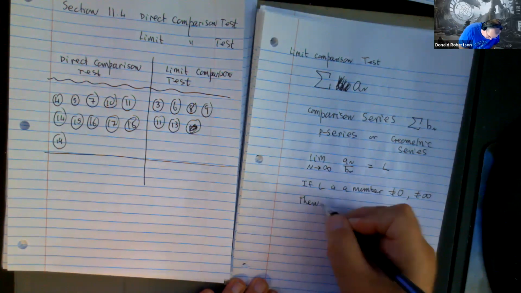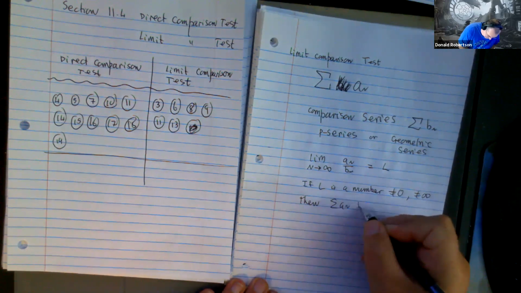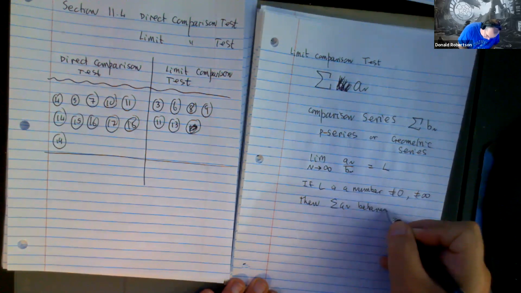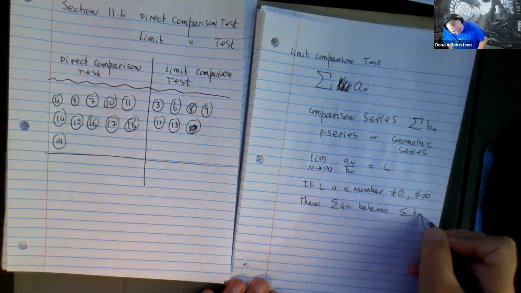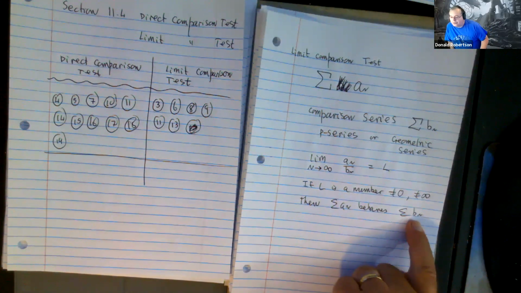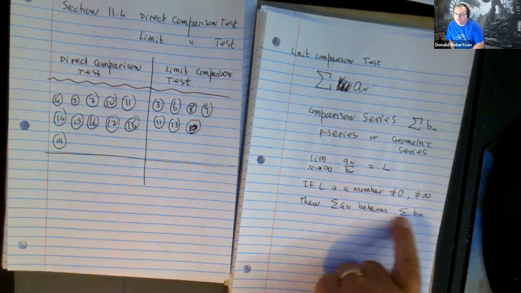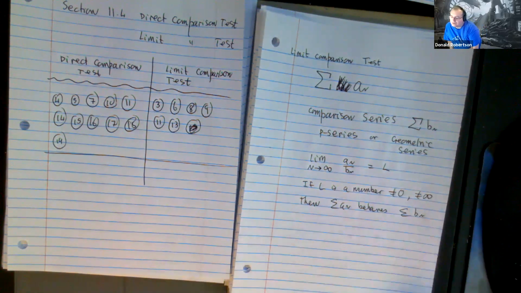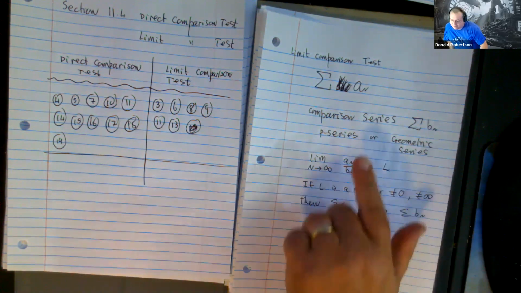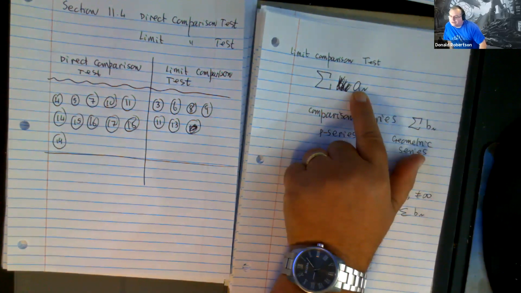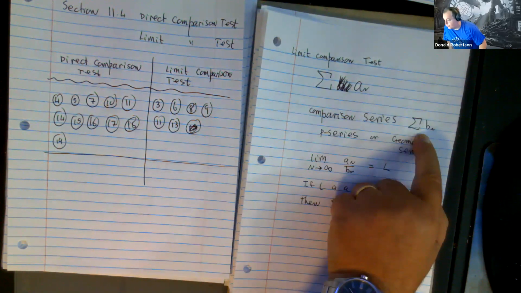then your series behaves just like the comparison. So if the comparison diverges, so will the original. If the comparison converges, so will the original. That's how the strategy works. You don't answer the question directly. You don't find whether that converges directly. What you do is find something that looks like it, but is easier, that you know converges or diverges.